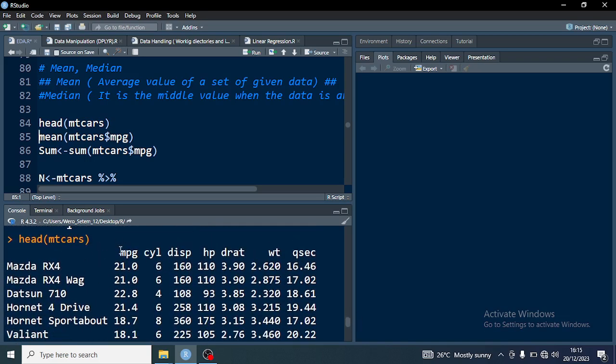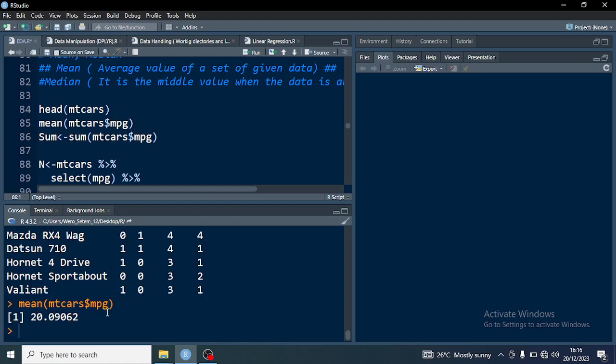So MPG, cyl, displacement. What if I want the mean of MPG? I'm using the function mean, then the name of the data frame, mtcars, and then the $ sign. The $ sign allows me to access a certain column. So I want MPG. Run that, and here it is. The mean of the vector MPG is 20.09062.